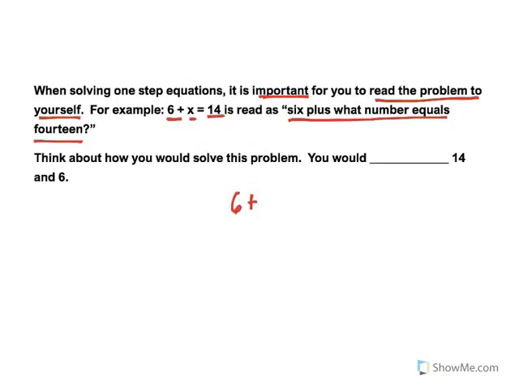If I know that 6 plus x equals 14, I know that 6 plus some number gives me 14. What if I just take this 6 away from the x? And remember, the equation has to remain equal because of this sign here.